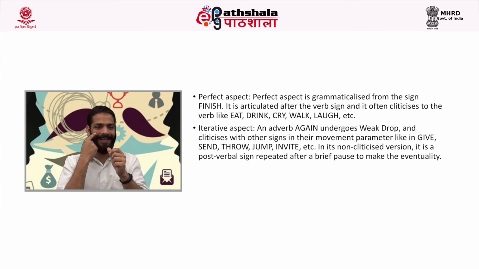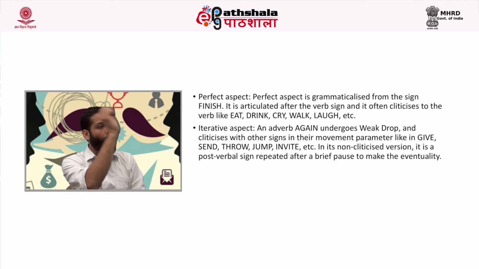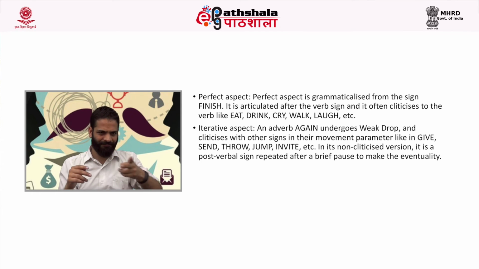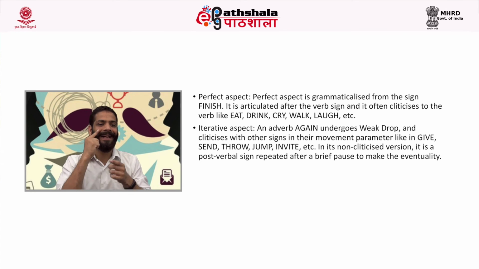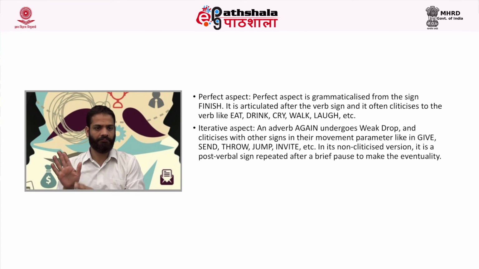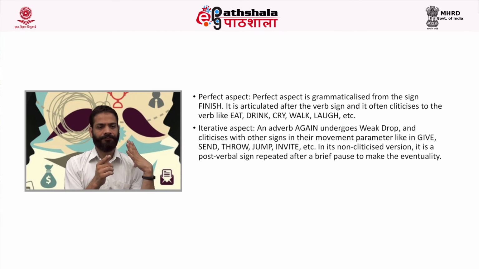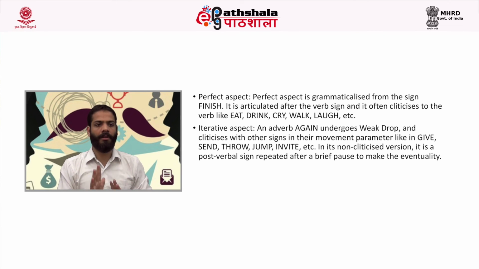The fourth is iterative aspect. The adverb again undergoes weak drop and cliticizes with other signs in their movement parameter, like give, send, throw, jump, invite, etc. In its non-cliticized version, it is a post-verbal sign repeated after a brief pause to mark the eventuality. For example, Ram gives book to Sita again and again. Here, we'll duplicate the sign for again.